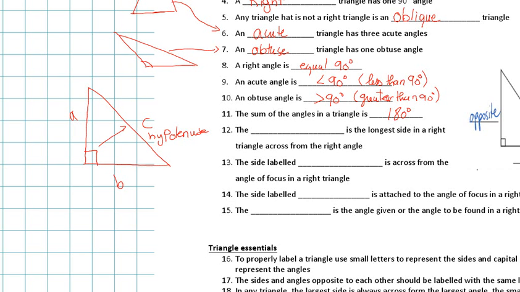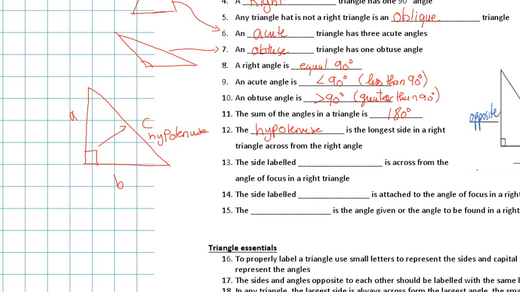Do we understand that? So the hypotenuse is the longest side in a right triangle, across from the right angle. So you locate your right angle first, then you can find your hypotenuse right away.